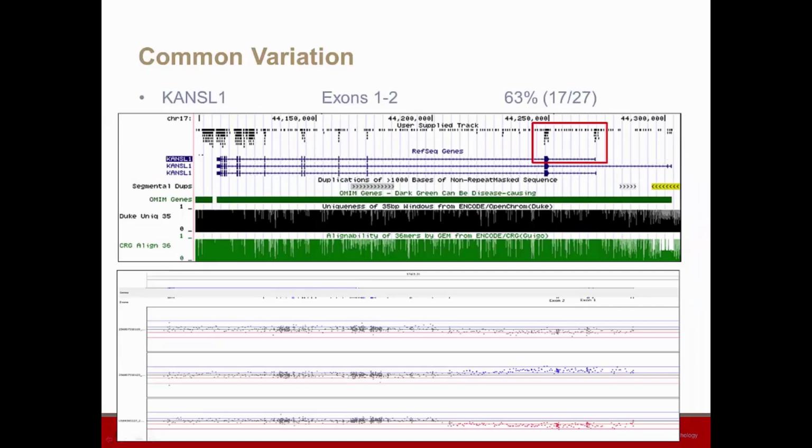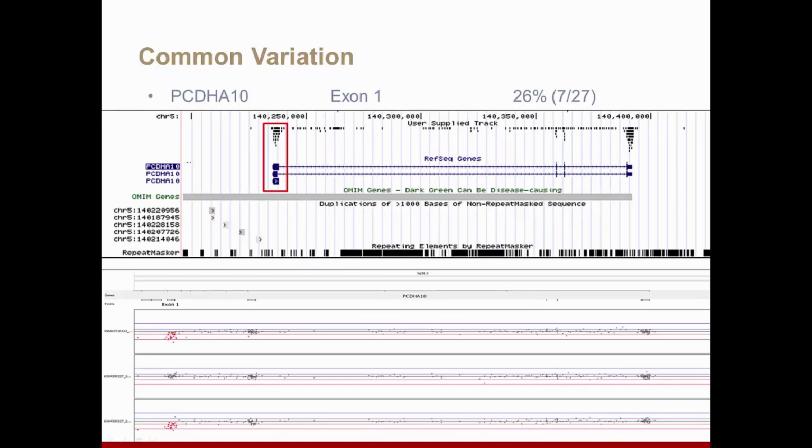KNSL1, exons 1 and 2, variation always including exon 1 extending into a variable amount of intron 2 was seen for both deletion and duplication at a very high rate. 17 of the 27 samples had this variant. And then the last one, PCDH-A10, exon 1, which is a coding exon again.